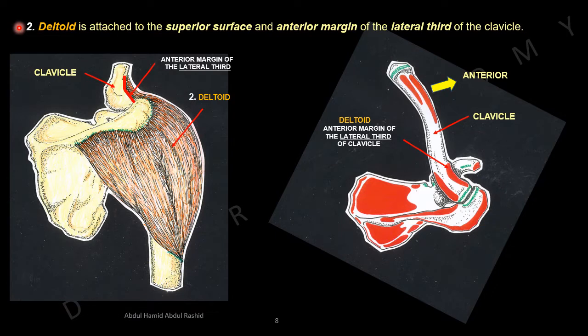The second muscle attached to the clavicle is the deltoid. Look at the diagram here. This is the diagram of the deltoid, and this is the right pectoral girdle, this is the clavicle, this is the scapula. This is the lateral third of the clavicle. This is the anterior margin. This is the posterior margin. The deltoid is attached to the superior surface and anterior margin of the lateral third of the clavicle.